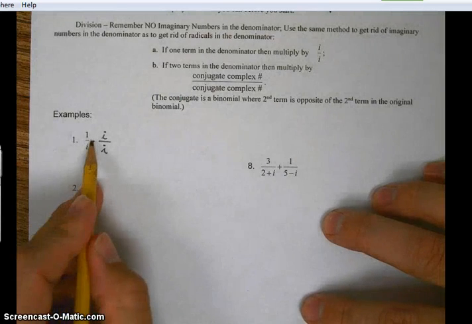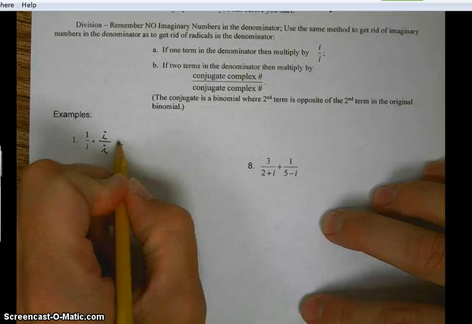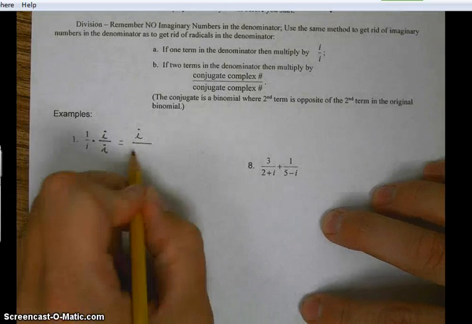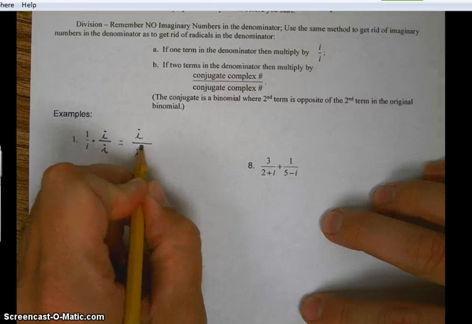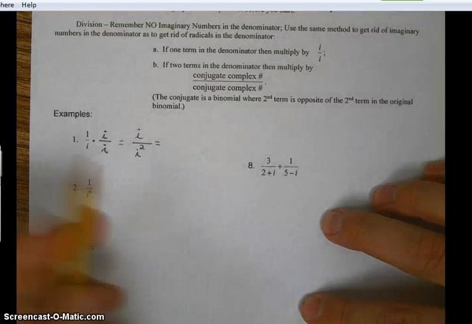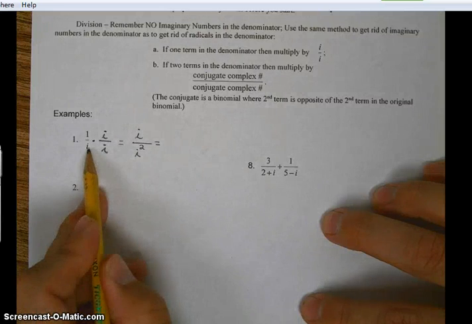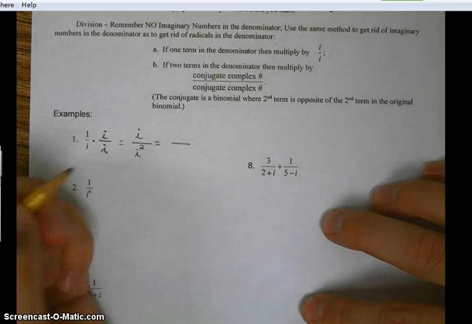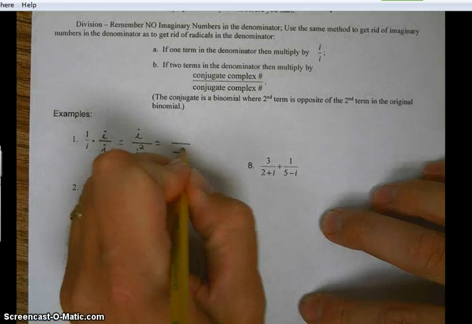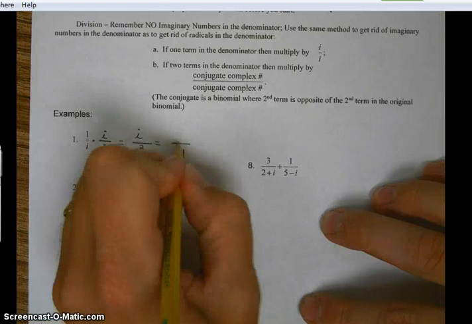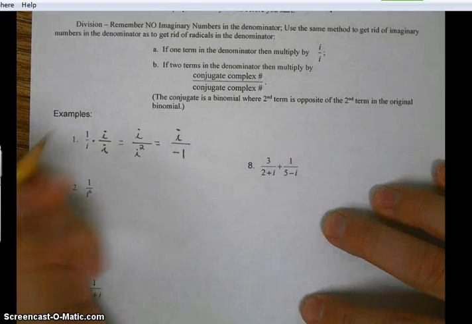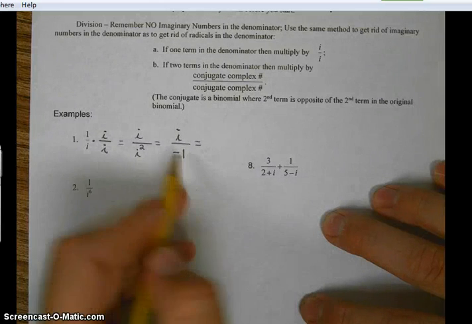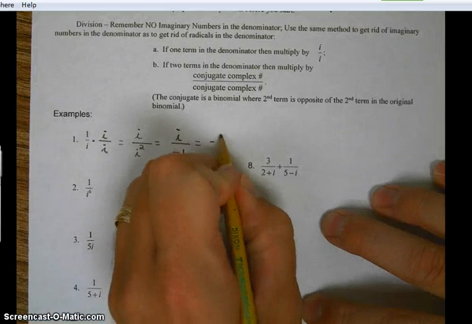So multiplying, we get 1 times i. We get i on top. i times i, we get i squared on the bottom. And notice that our i is going to go away because i squared is equal to, that's right Kenzie, you got it, -1. Very good. Okay, and we can simplify this a little bit further. i divided by -1 is going to be -i.